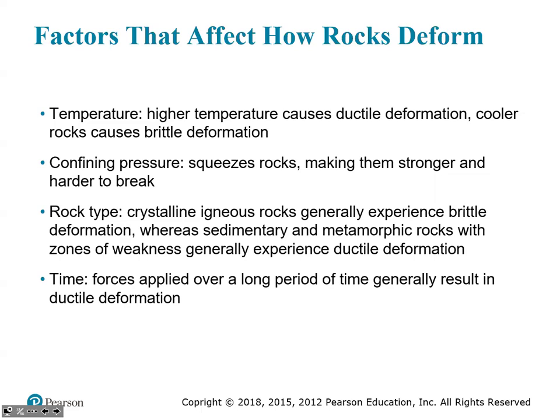Confining pressure. So ductile deformation is more common when things are warm, and brittle deformation is more common when things are cold. This is something you can just observe in your day-to-day life. Cold things are more likely to snap and break. Warmer things are more likely to bend, generally.